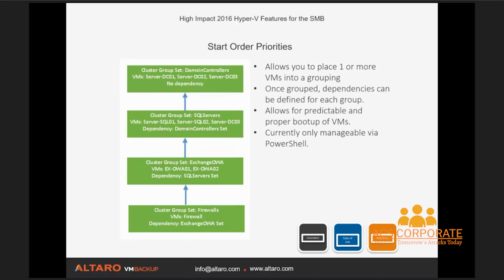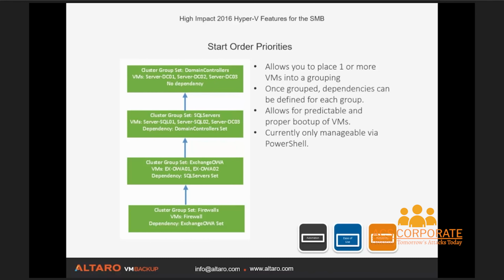Now in the SMB space, like I said earlier, you might have limited IT staff, you might not have any IT staff, you might have Bob in accounting booting up virtual machines in the morning if something goes wrong. And in those situations without start order priorities, Bob has to know the exact order in which to start those virtual machines, right? Well, what you can do with start order priorities is you can place one or more VMs into a group, a cluster group set, and then once everything's grouped, you can actually create dependencies.